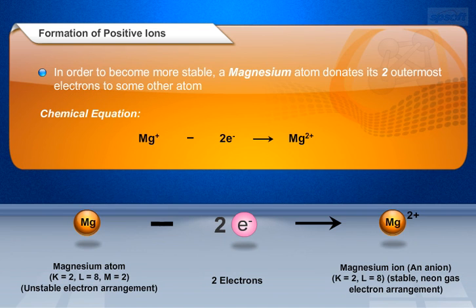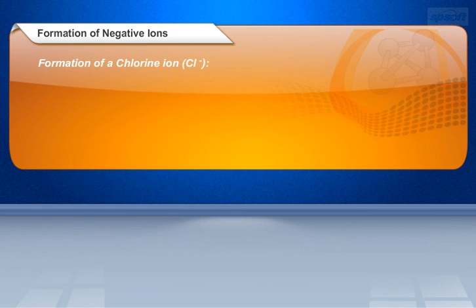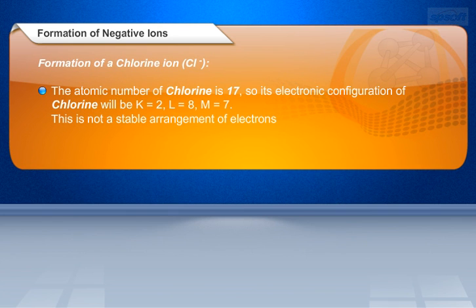Till now we discussed the formation of positive ions. Now let us discuss in detail the formation of negative ions. If an element has 5, 6, or 7 electrons in the outermost shell of its atoms, then it gains electrons to become stable, and to achieve the noble gas electron configuration of 8 valence electrons, by forming a negatively charged ion called an anion.